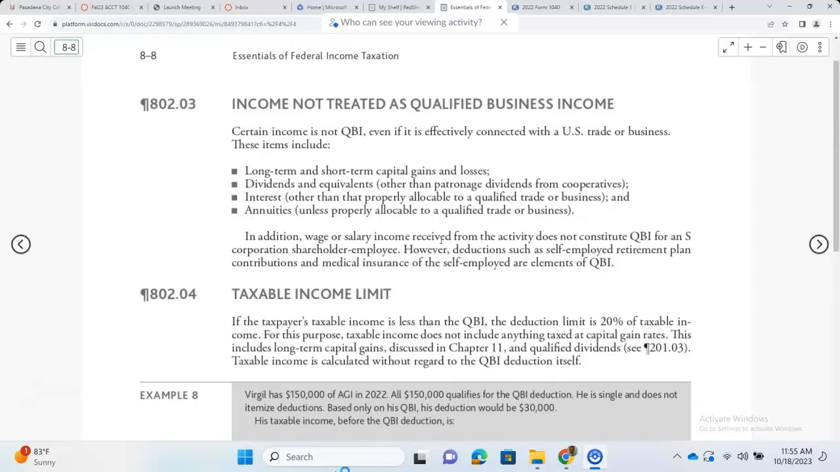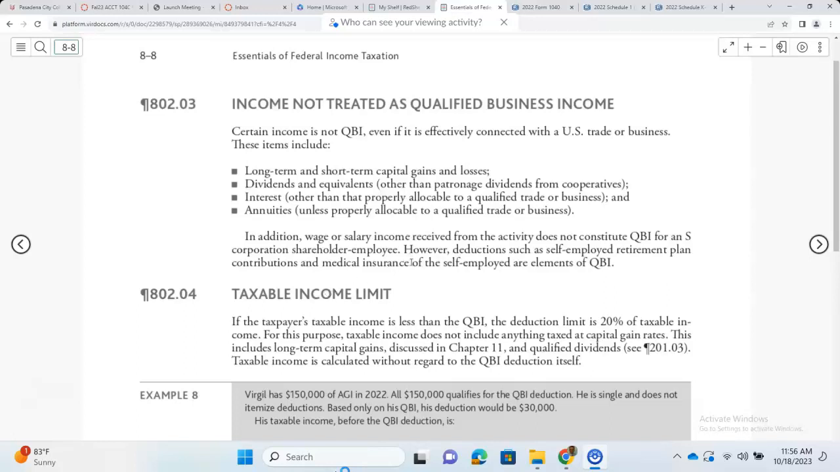In addition, wage or salary income received from activity does not constitute QBI for an S corporation shareholder's employee. So wage or salary income received from the activity does not constitute QBI for an S corporation. So if you get wage or salary from somewhere, and that is going to be added to S corporation, that wage and salary is not part of S corporation. It's not going to be used to calculate QBI.